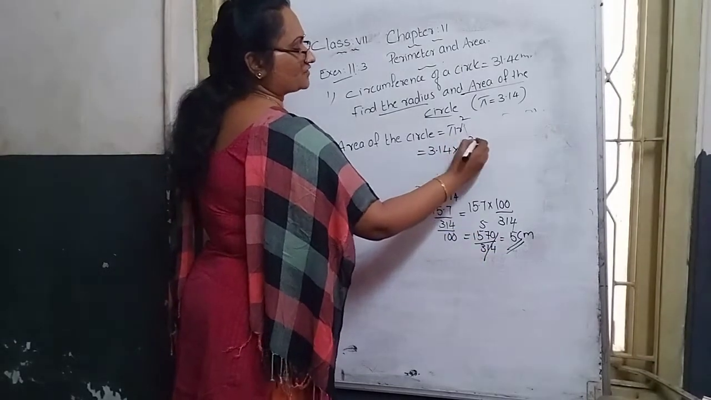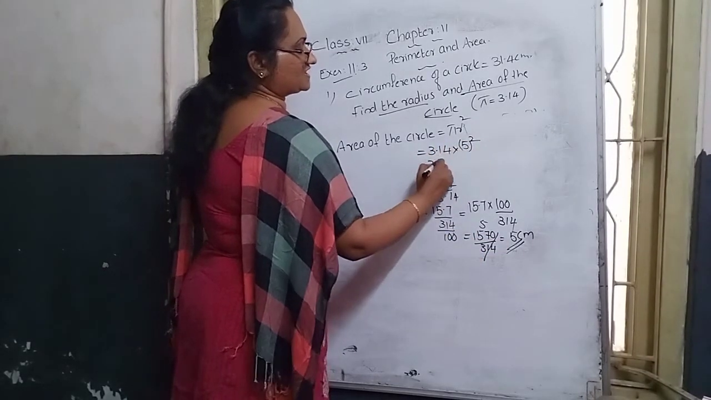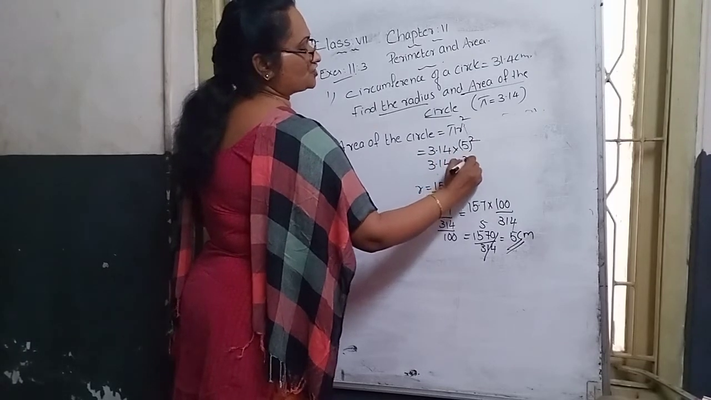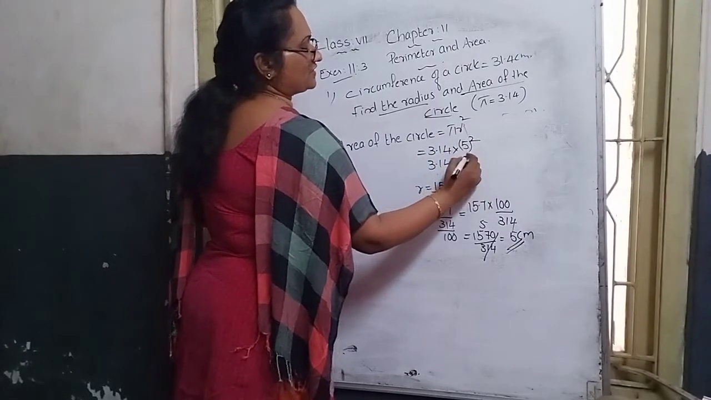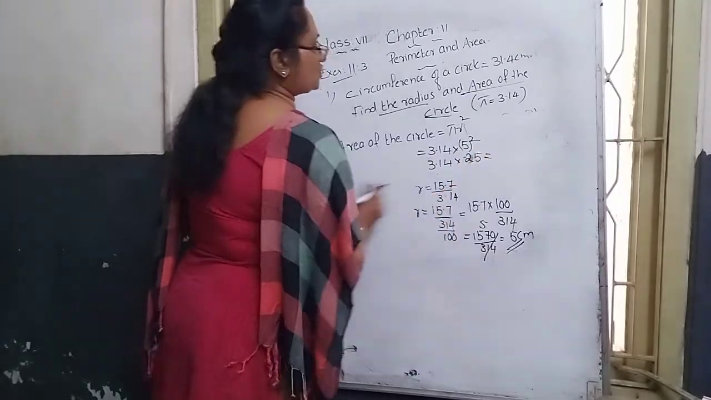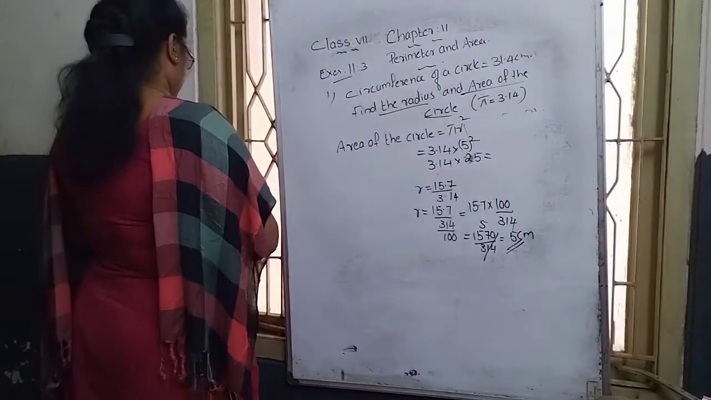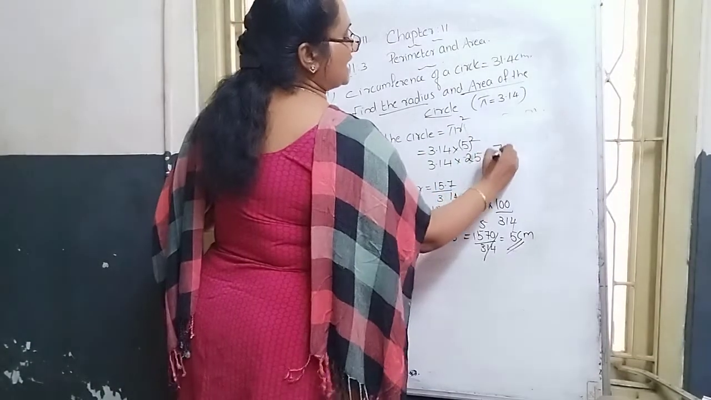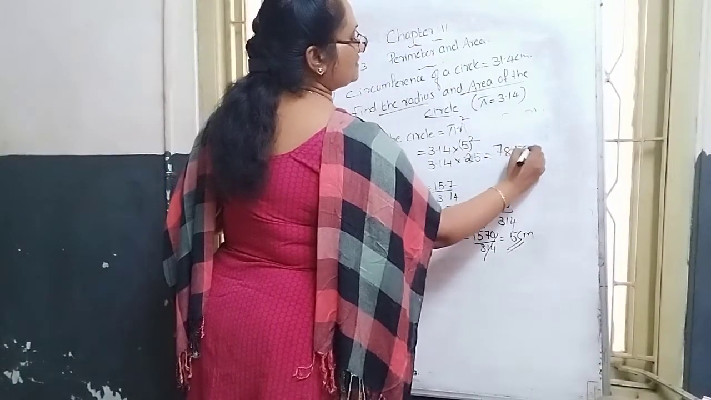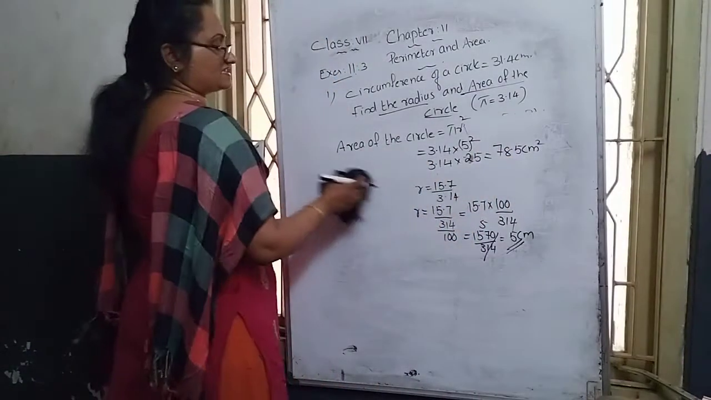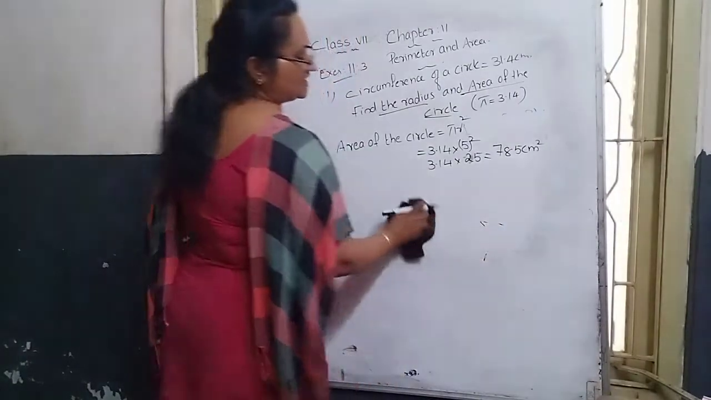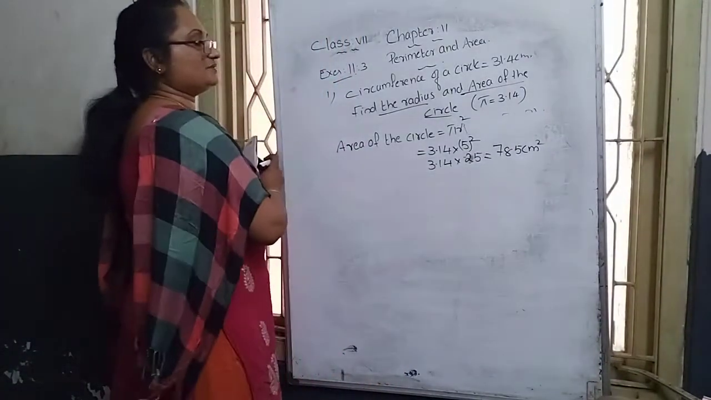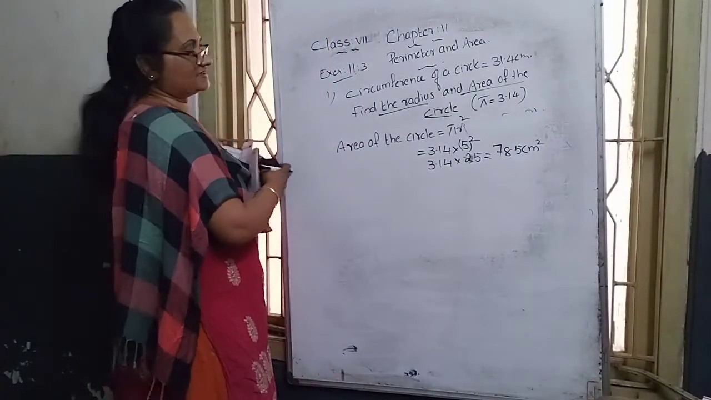5 square means 5 multiplied 2 times: 5 fives are 25. Just multiply 3.14 with 25. The answer becomes 78.5. The unit for length is centimeter, but in the area case it is centimeter square. I hope you can understand this.